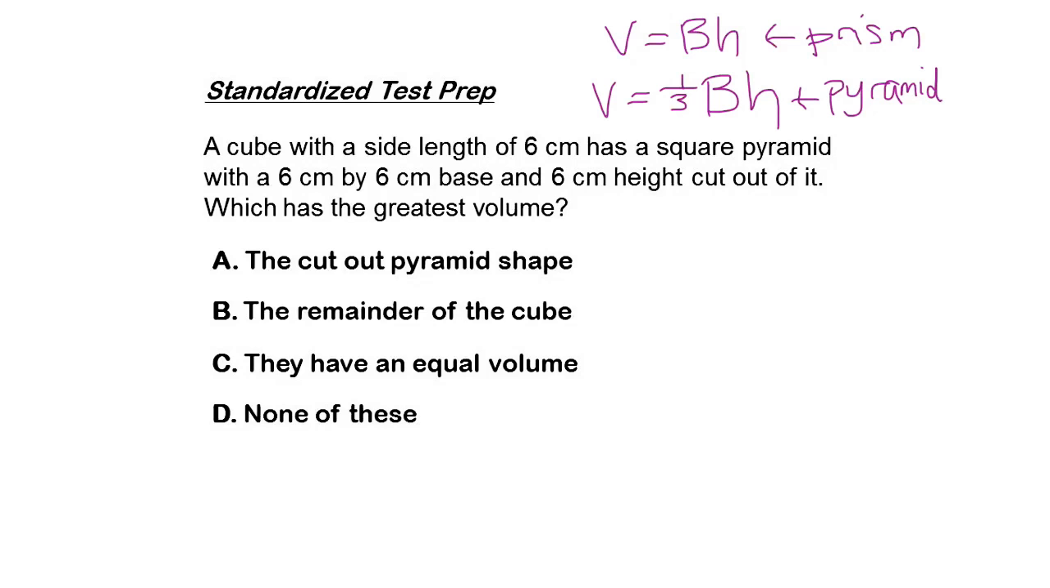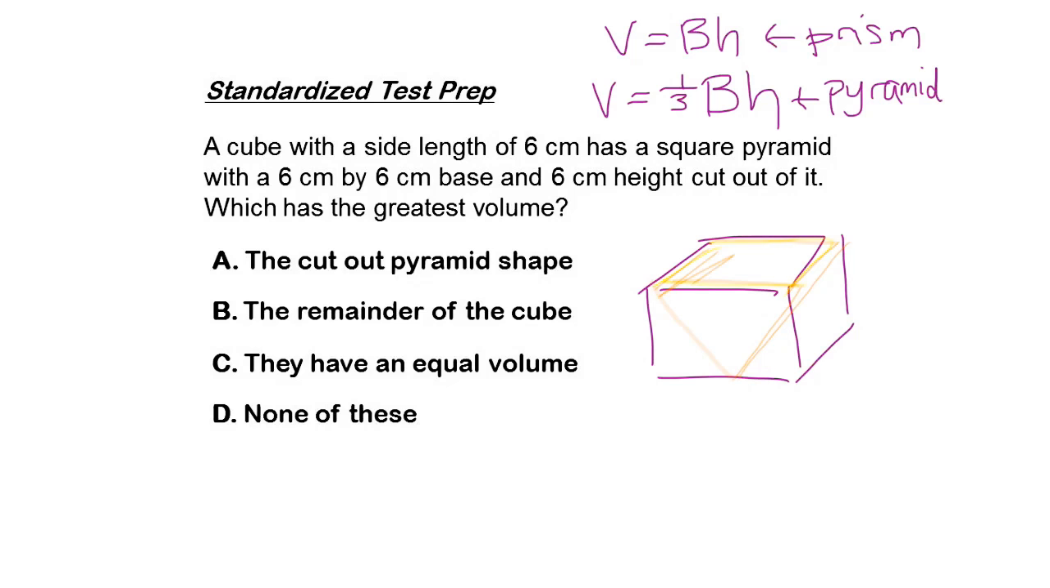Okay, so now let's read this problem again. It says the cube with a side length of 6 centimeters has a square pyramid. So here we have a cube that's 6 by 6 by 6. And then we have a pyramid inside that has the same square base and the same height, that's going to be cut out of it.